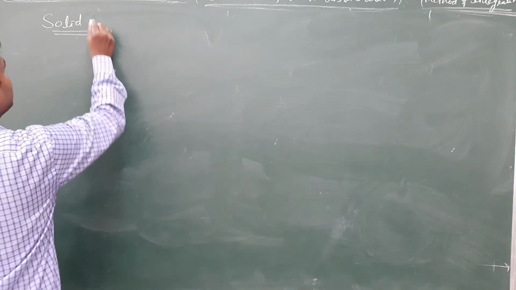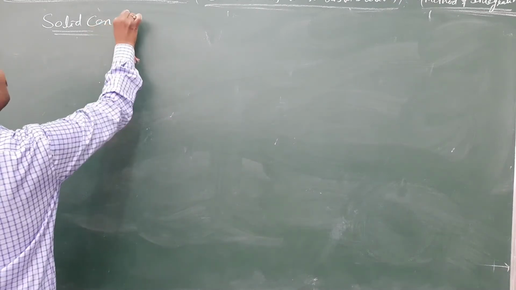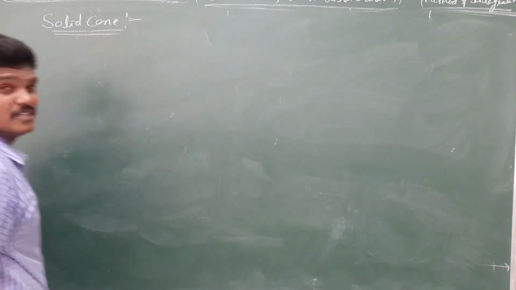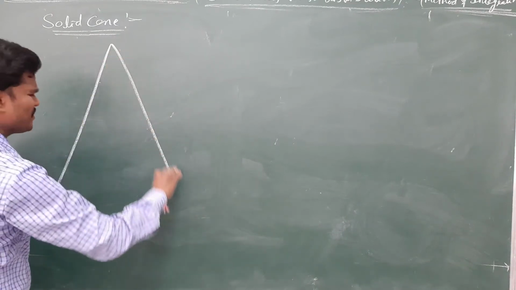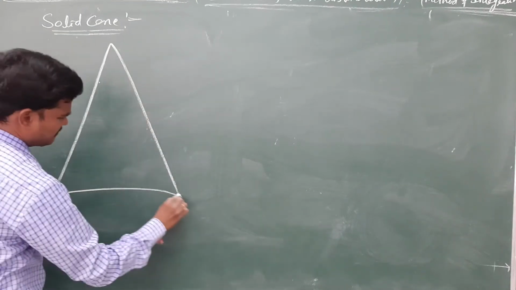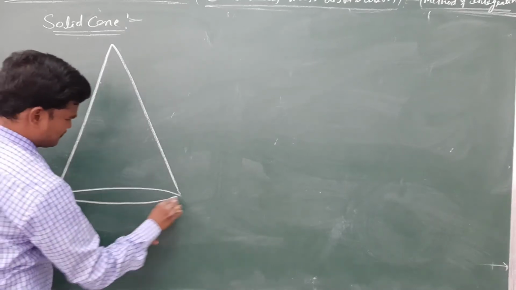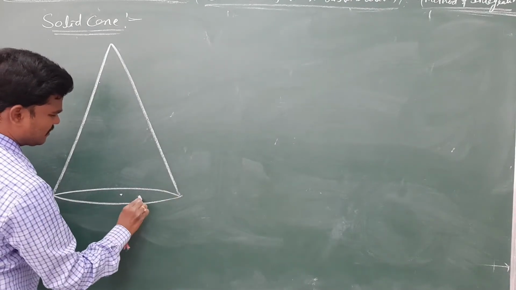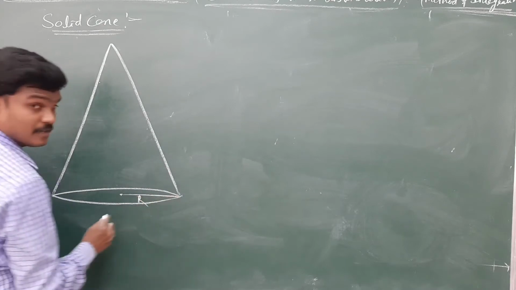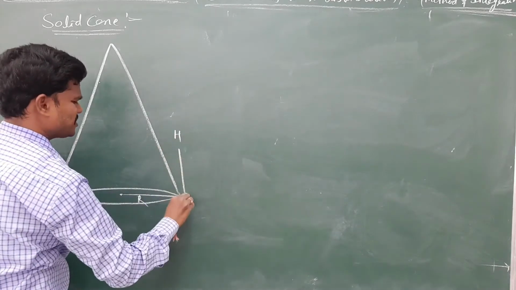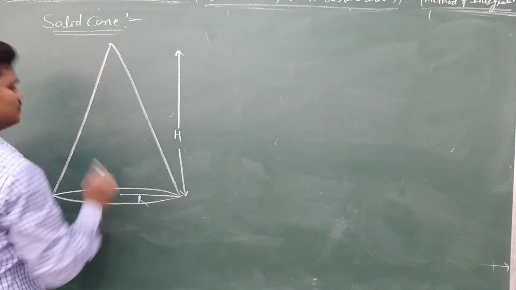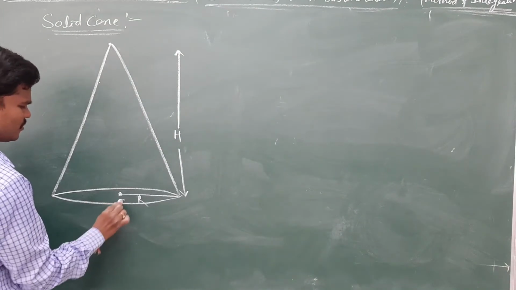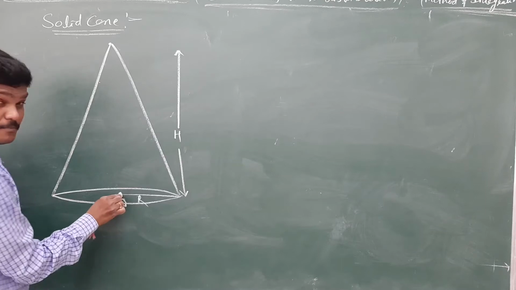Now see the next one, center of mass of a solid cone. Okay, solid cone. So the given solid cone looks like this, whose base radius is r, whose height is h. Now I am going to find the center of mass from the base.